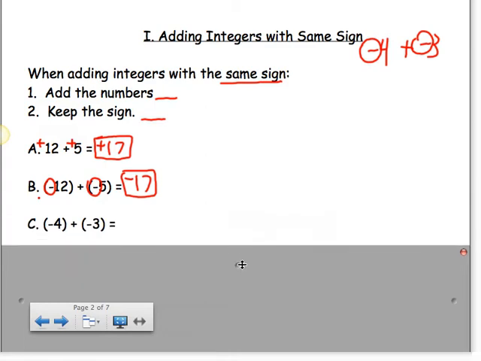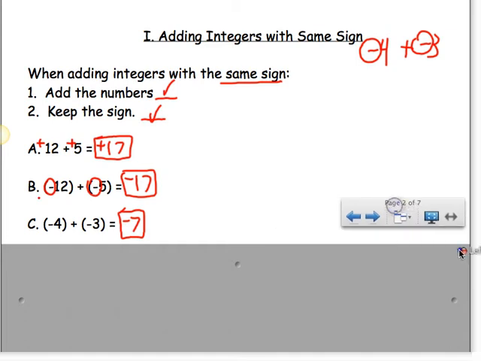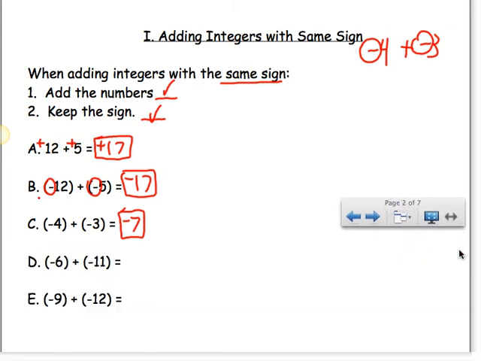Let's try one more before I ask you to complete two more. I see -4 plus -3. They have the same sign, so I need to add the numbers. 4 plus 3 is 7. Next, I need to keep the sign. Since they're both negatives, -4 plus -3 is -7. I'd like you to stop the video here and please try these two problems. Press play when you're ready to check your answer.